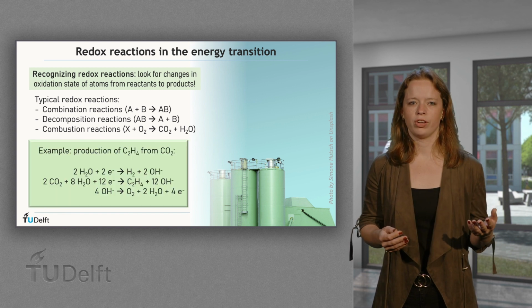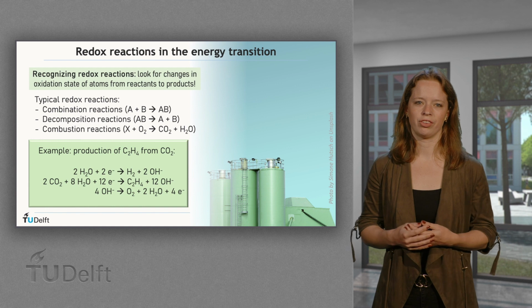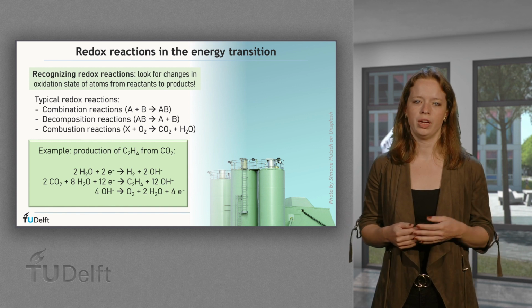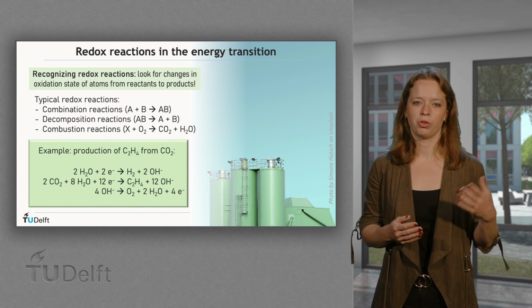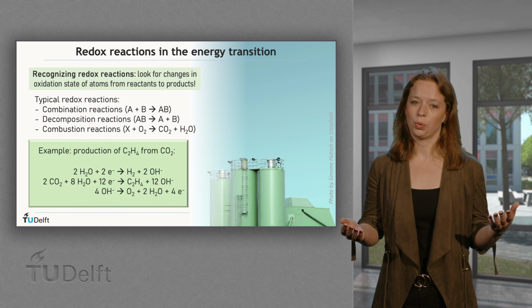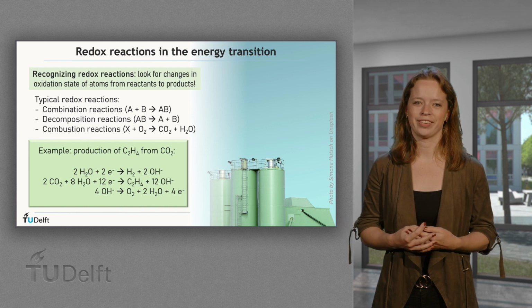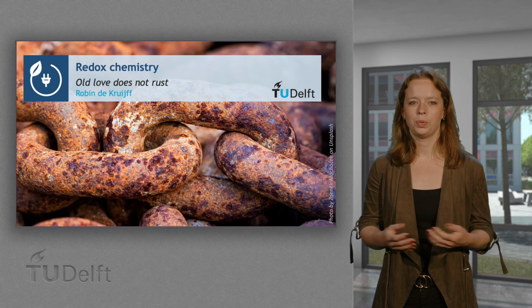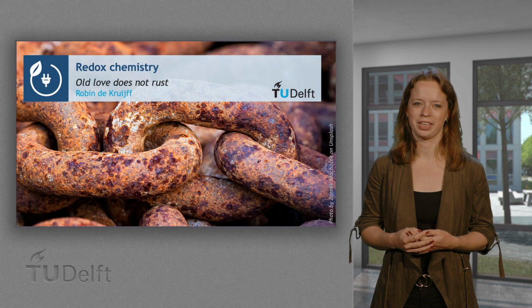In the energy transition, we also see a lot of redox reactions. Just think about one of the examples I mentioned at the start of this module, where knowledge of chemistry is used to convert CO2 into useful chemicals such as ethylene. There is quite some electron transfer going on in these reactions. Now it's time to practice with these redox reactions and have a go at the exercises yourself. Good luck!